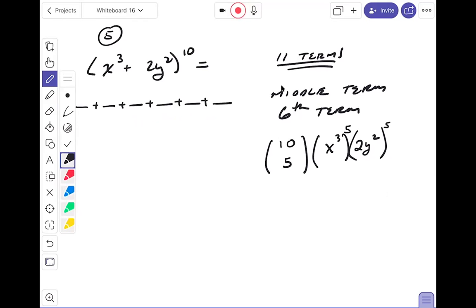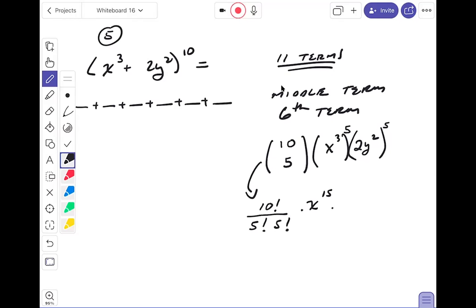All right, let's see if I can do the computation. Now, someone says I can't do the computation. You should be able to. It's really not that difficult. So I'm going to keep moving forward. That's 10 factorial over 5 factorial, 5 factorial, x 15. That's not so bad. Now 2 to the 5th is going to be 32, y 10.